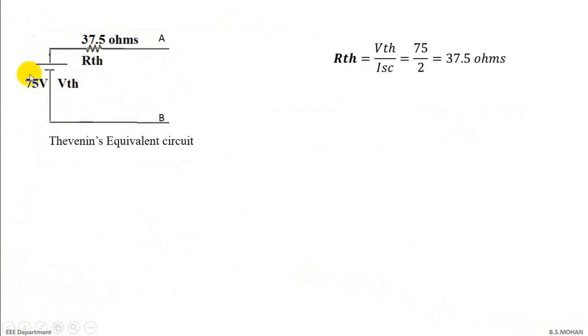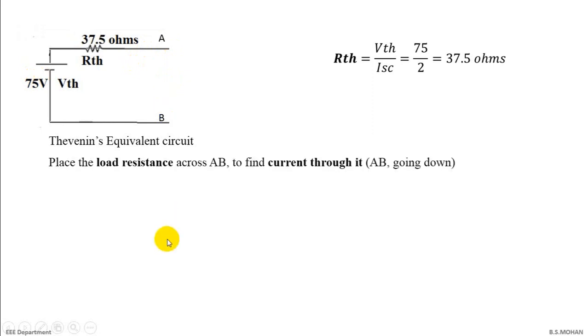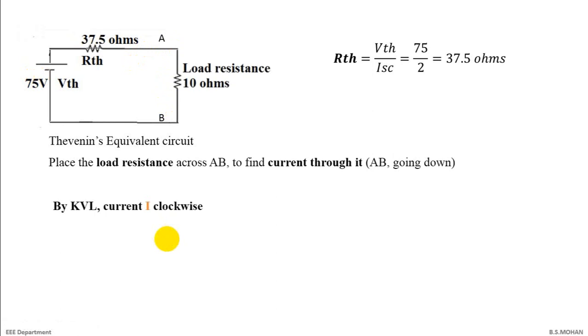Then the RTH should be in series with VTH across AB. But what was your load resistance? If you can recall, the load resistance was 10 ohm. So find the current flowing through 10 ohm, the current through AB. Simple. Apply KVL in clockwise direction. Write the equation. You'll get the answer as 1.5789 amperes.